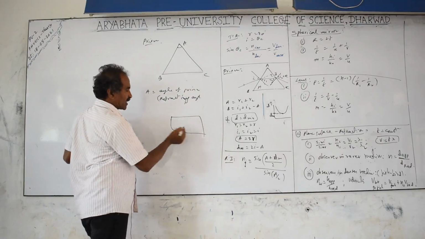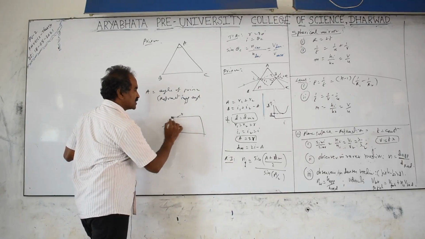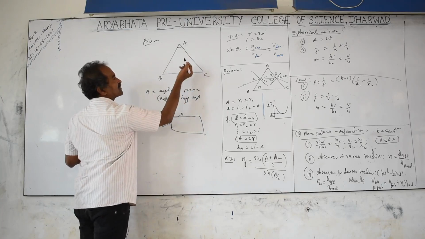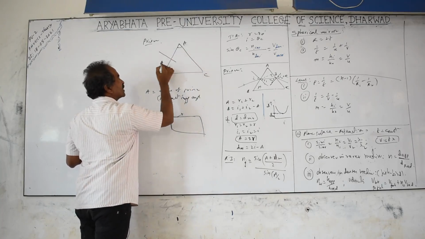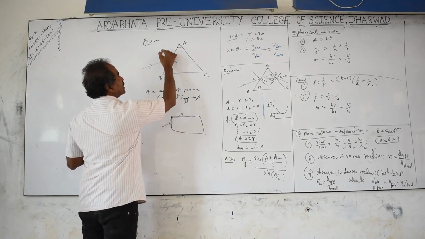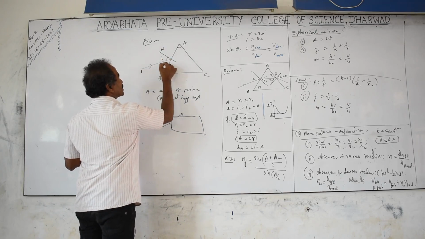In a rectangular glass slab, if you take this corner, the light falls here and comes out from this side. These two surfaces are called refracting surfaces. Here AB and AC are the refracting surfaces. If you take the normal to AB, the light falls on the surface. This is called the incident ray. The angle between the normal and the incident ray is called the angle of incidence. PQ is the incident ray.